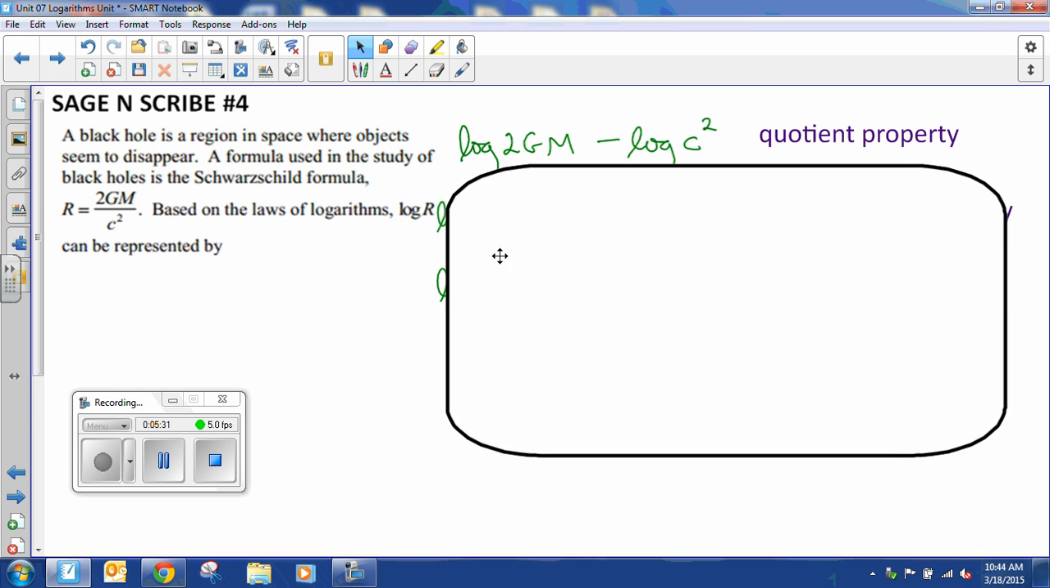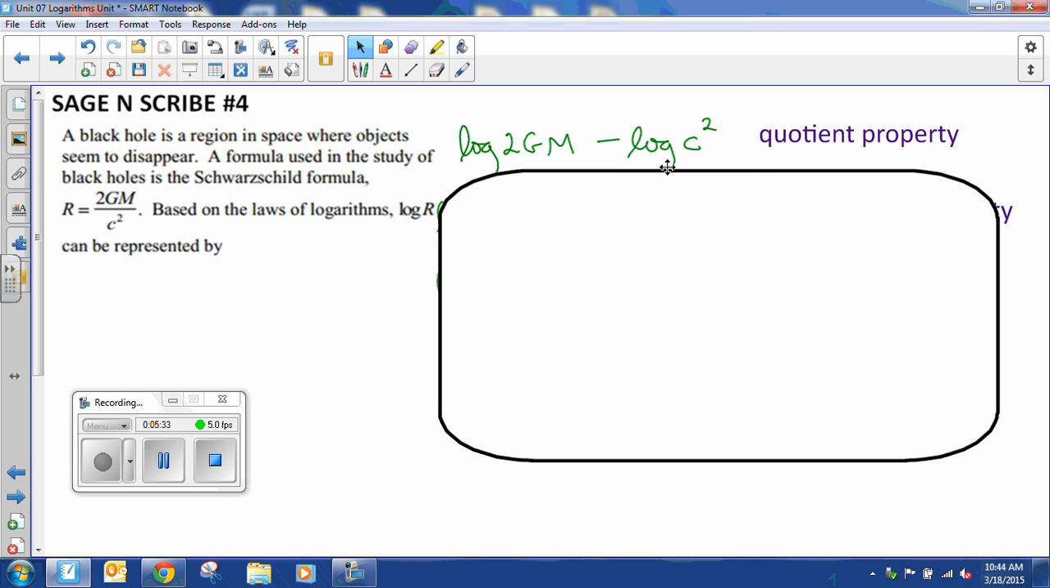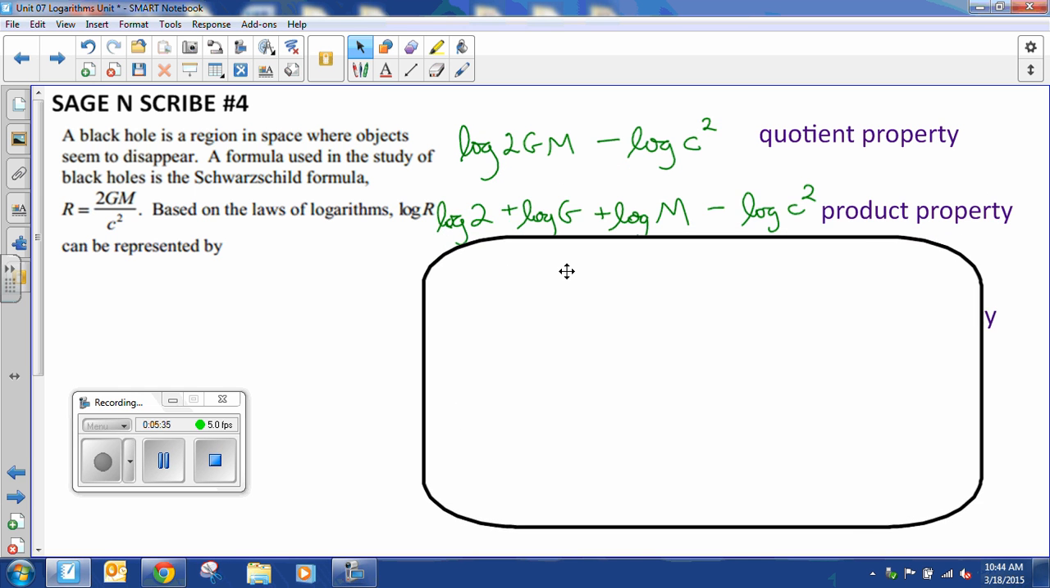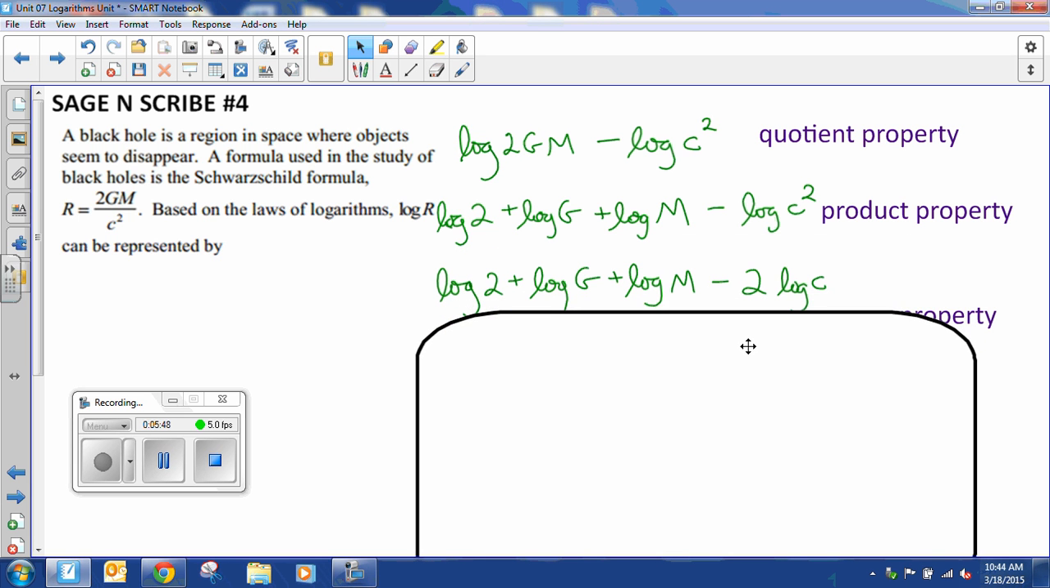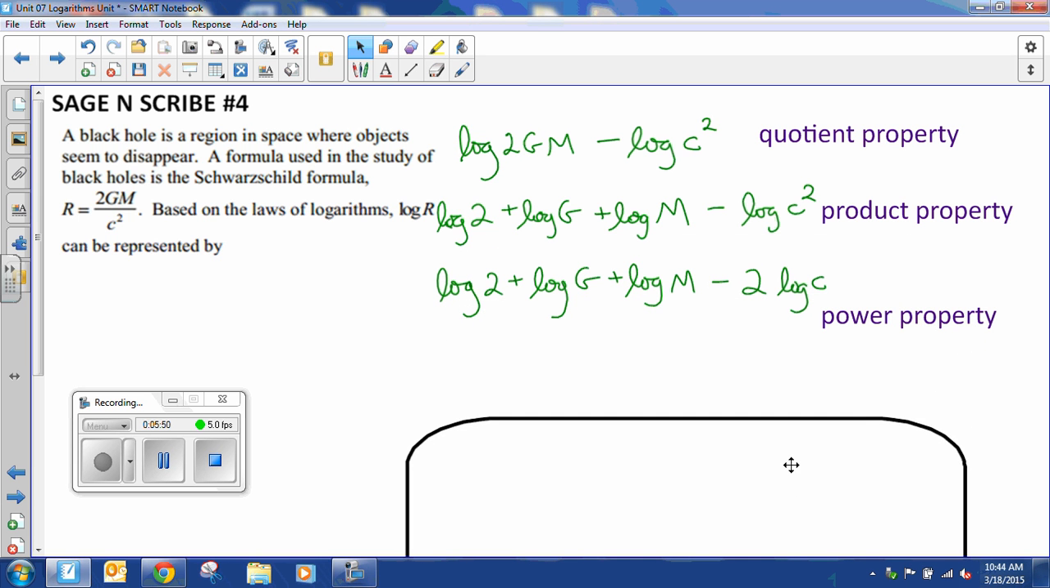So we're going to take the logarithm of this. We're going to apply the quotient property first, then the product property. I kind of did all of these 2gm in one step, so it's log 2 plus log g plus log m minus log c squared, and then finally the power property like this. This is our final answer, and there's the lesson. Best of luck to you with properties of logarithms.